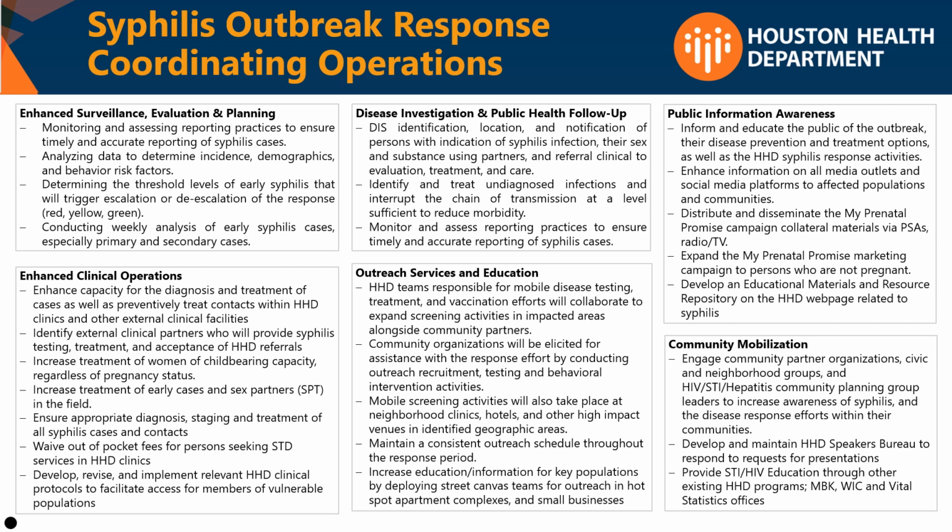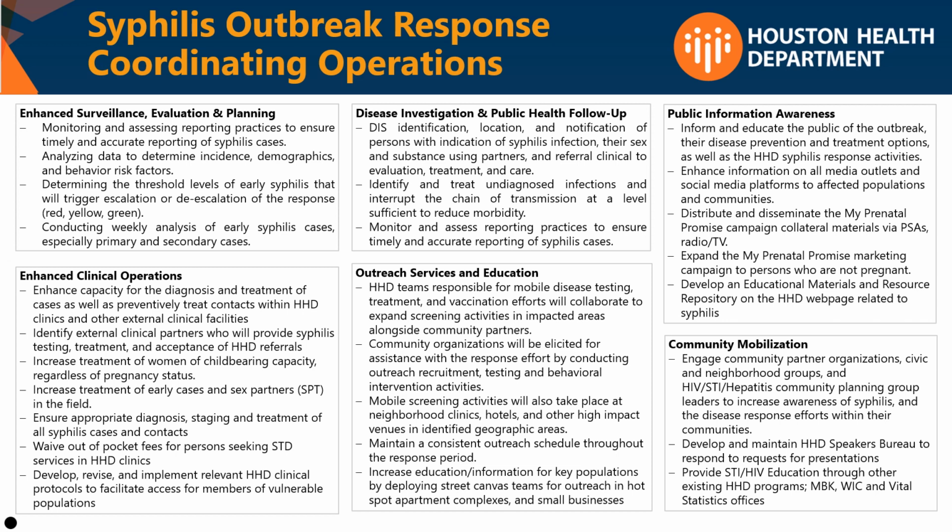In the top middle here, it's disease investigation and public health follow-up. And this team is aiming to intervene in the outbreak by identifying undiagnosed infections through various methods to interrupt the chain of transmission. So what this looks like usually is following up with newly diagnosed individuals to help anonymously notify their partners who potentially contracted the infection and connect them with testing and care resources.